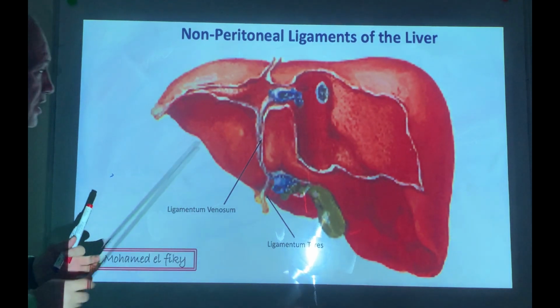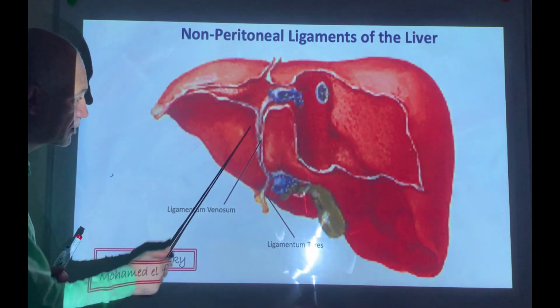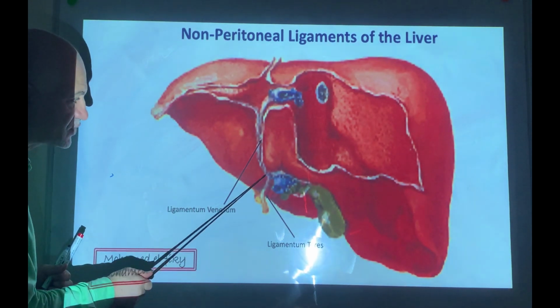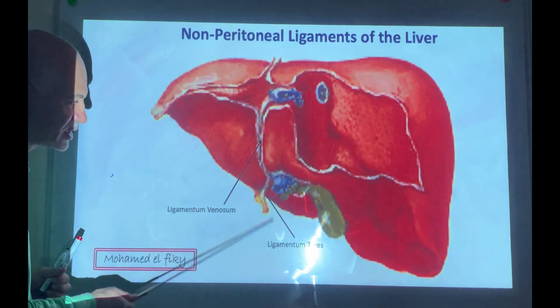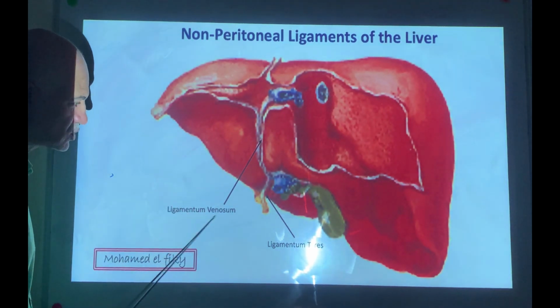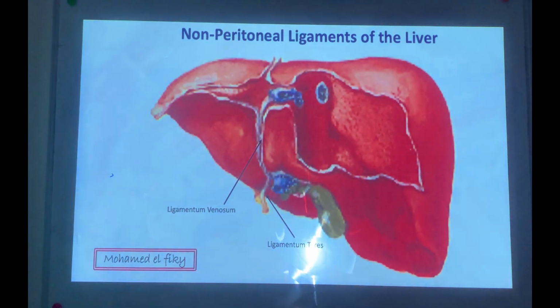Non-peritoneal ligaments. In this fissure, the ligamentum venosum is present, and in this fissure, the ligamentum teres is present. So these are the non-peritoneal ligaments, ligamentum venosum and ligamentum teres.